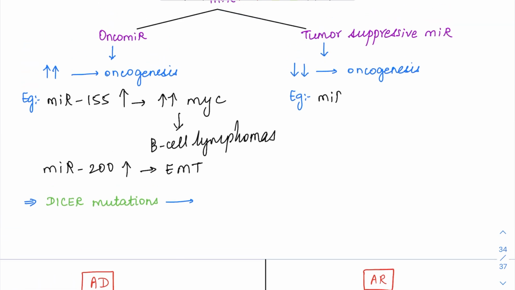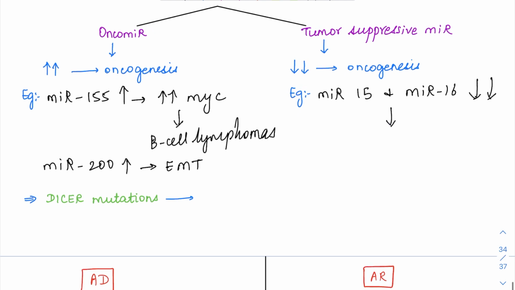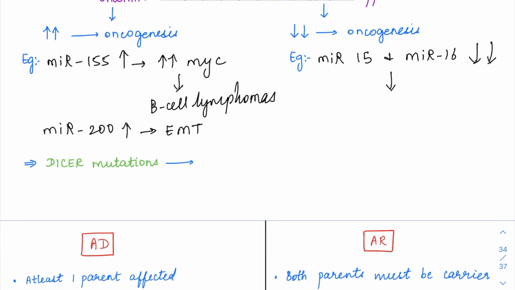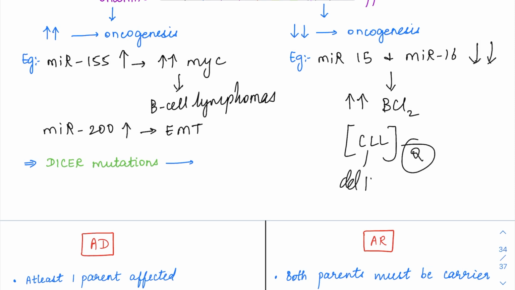A tumor suppressive microRNA example is microRNA 15 and microRNA 16. MIR15 and MIR16, when they are downregulated, lead to upregulation of an anti-apoptotic protein which is BCL2. This is actually seen in CLL. In CLL we have upregulation of this BCL2 anti-apoptotic protein because there is going to be a deletion 13q in CLL.